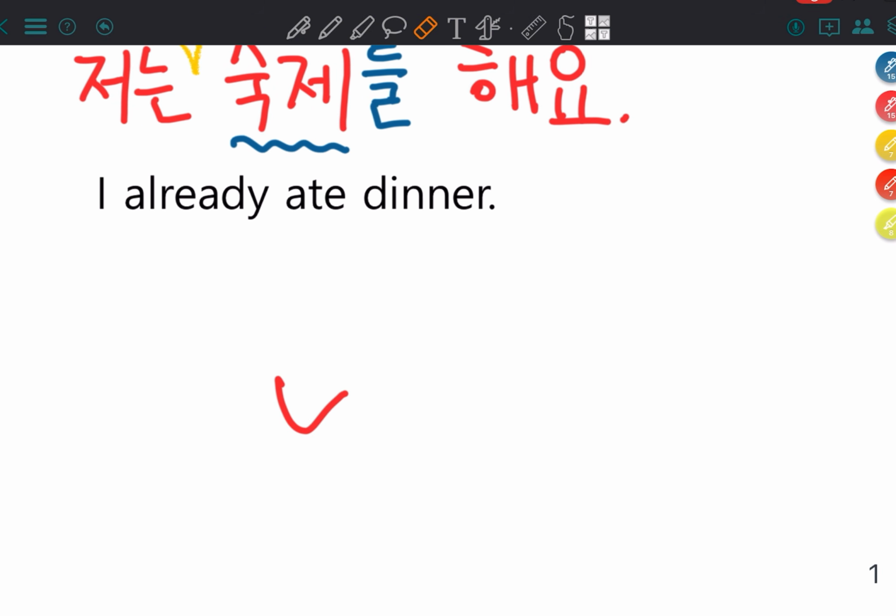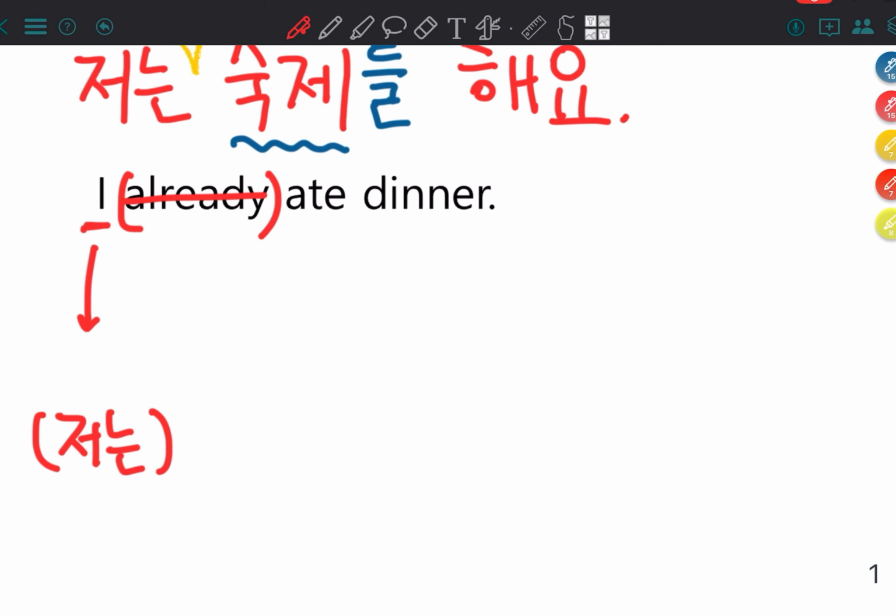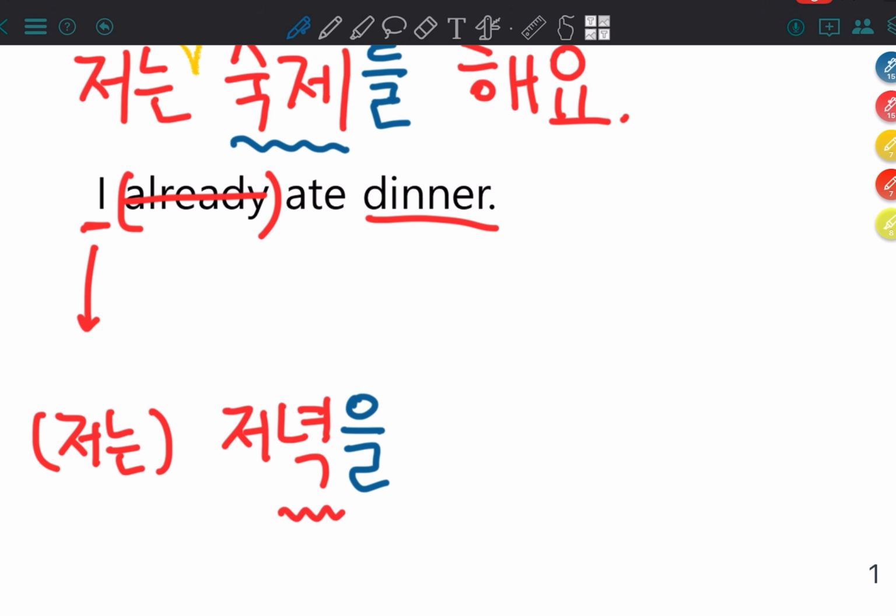How about I already ate dinner? So this is an adverb. So let's first disregard it. So I obviously is the subject. Or you can also remove it if it's obvious by context that it is I who ate dinner. 저는, and then you can put the object first. 저녁 is dinner, and since 저녁 ends in 받침, you can mark the object with 을, right?